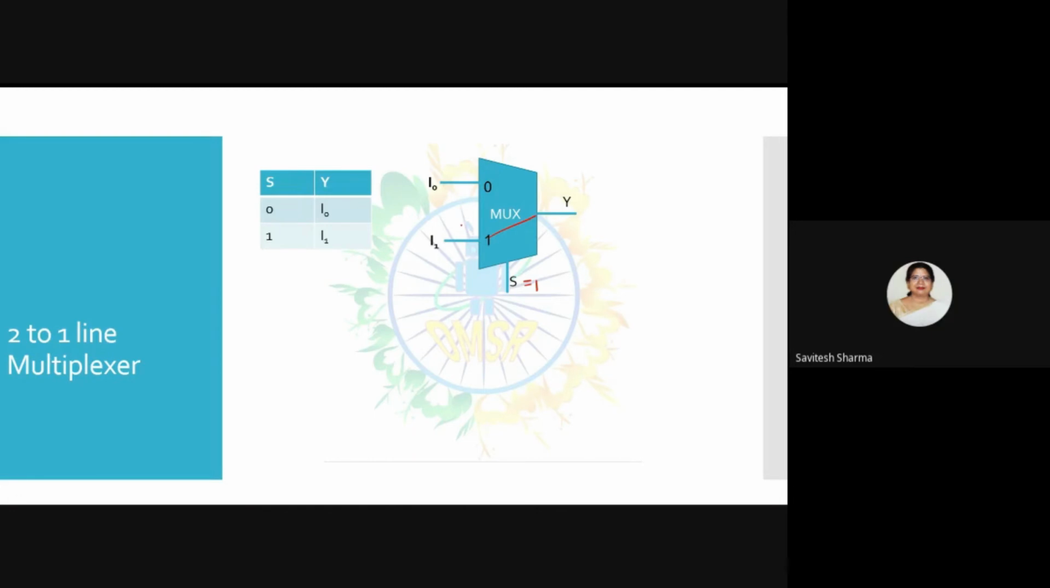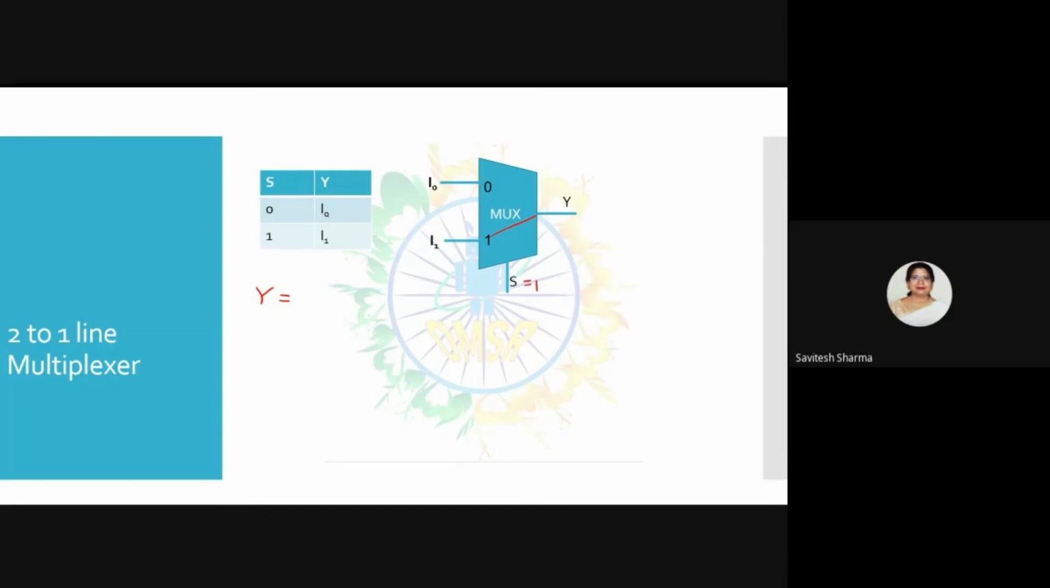So this is my 2:1 mux. Now come to what the Boolean expression is here. I will write the Boolean expression for the output. The output here is Y, and you have to write the expression in terms of S and the inputs. Inputs are your I and S. So what will be the expression for Y?